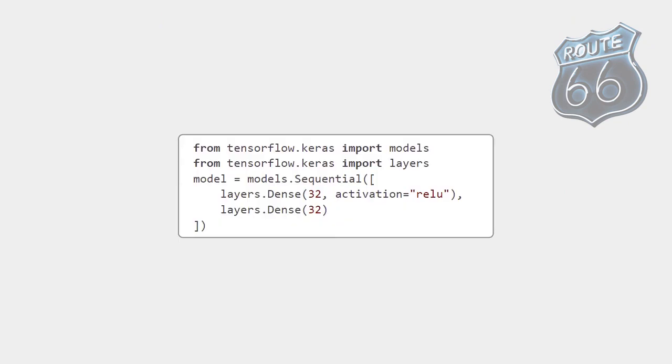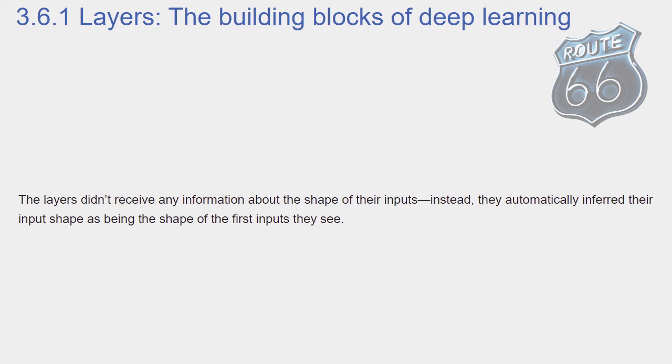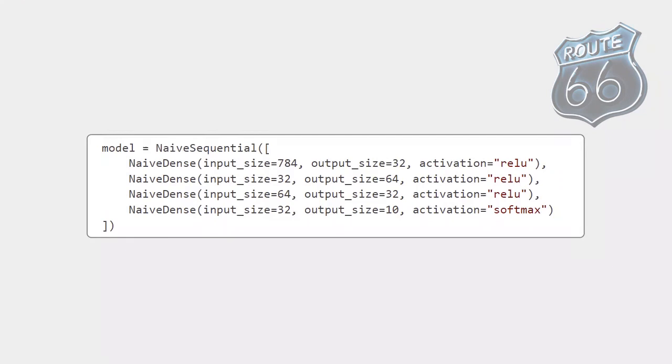When using Keras, you don't have to worry about size compatibility most of the time, because the layers you add to your models are dynamically built to match the shape of the incoming layer. For instance, suppose you write the following. The layers didn't receive any information about the shape of their inputs. Instead, they automatically inferred their input shape as being the shape of the first inputs they see.